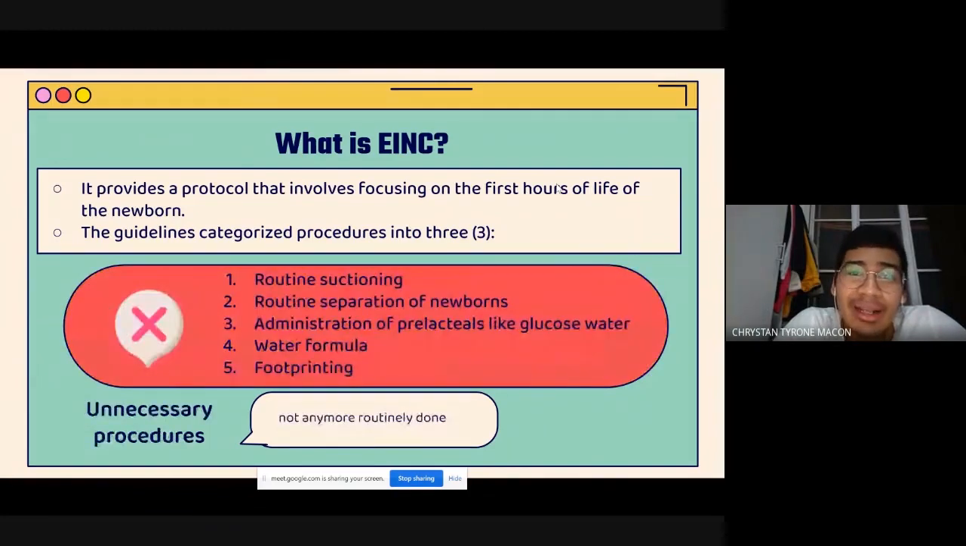So, ito po ang last na ano po ay ang unnecessary procedure. Ito po ay hindi na po ginagawa ng mga nurse. Dahil ito po ay maraming madudulot na bad side effect po kay baby. So, hindi na po tayo nag-routine suctioning, hindi na rin po natin hinihiwalay si mommy kay baby. At ang pangatlo po ay hindi na rin po tayo nag-administer ng mga glucose water. And fourth, hindi na rin po tayo nagbibigay ng mga water formula. And lastly, hindi na rin po natin ginagamit ang footprinting.